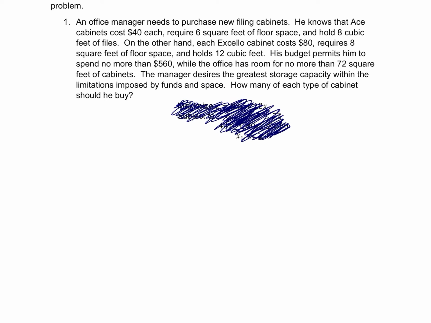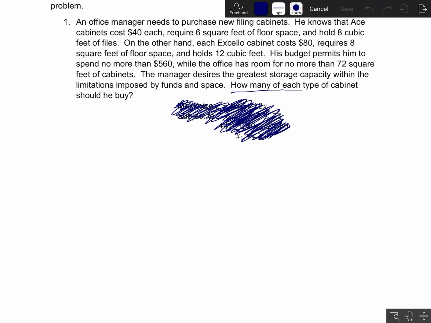So first of all, I think it's a good idea to decide what your variables are. Usually your variables are going to be the things that you're actually looking for. So here it says how many of each type of cabinet should we buy. So I'm going to let the number of ACE cabinets equal X1, and the number of Excello cabinets that we're going to buy will be X2. So it's a good idea to just let the things that you're looking for be your individual variables.